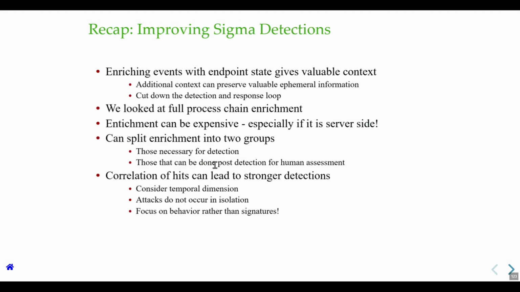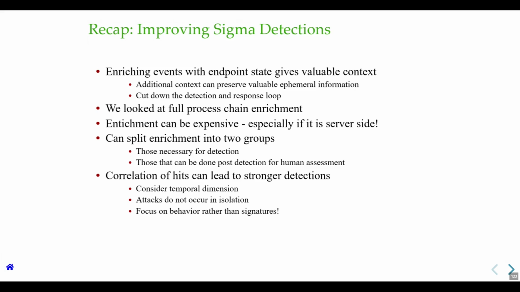Alright, so let's look at how to improve Sigma detection. The first thing that we saw is we can enrich the events with endpoint state, and it gives us more valuable context. It helps us to preserve ephemeral information that will disappear, and cut down our response loop, because we get that information that will help us to triage these events quickly.